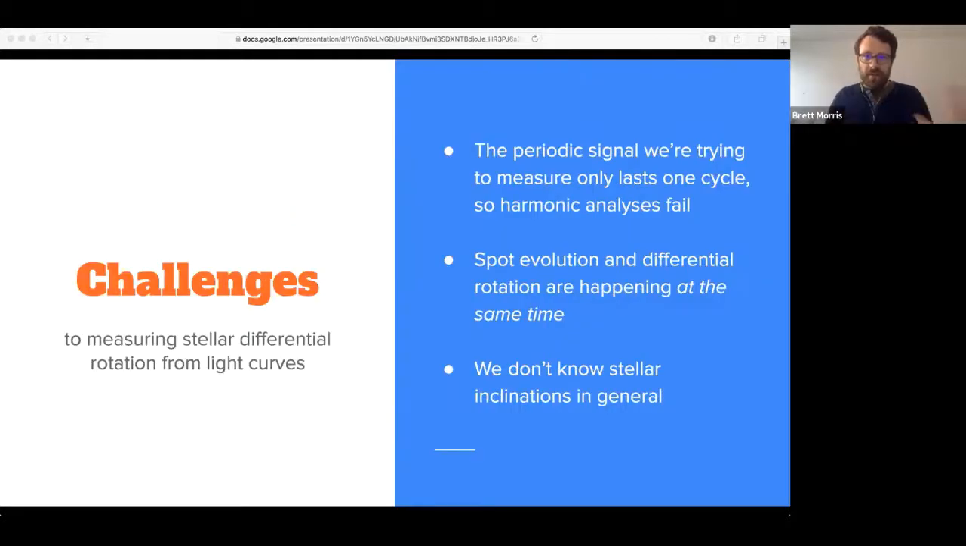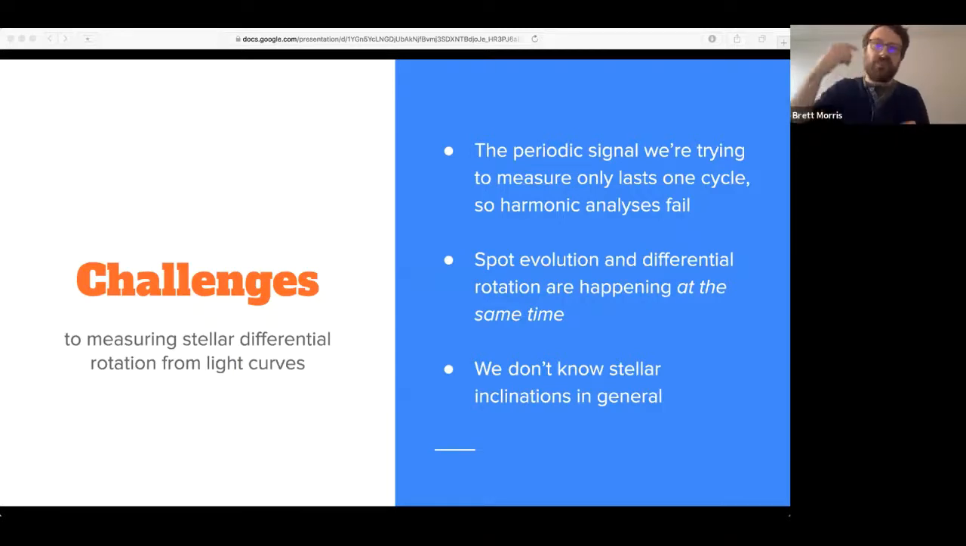So just to summarize some of the things that I've mentioned, I'm going to stop here. There's a periodic signal that we want to measure, but it lasts one cycle. And a lot of the classical techniques that astronomers are used to using build up signal by looking at periods phase folded on top of one another. And we can't really do that in this exercise. Another problem is that spots are evolving at the same time as they are rotating differentially. And so the competing similar signals from both effects are going to be difficult to distinguish in real observations.